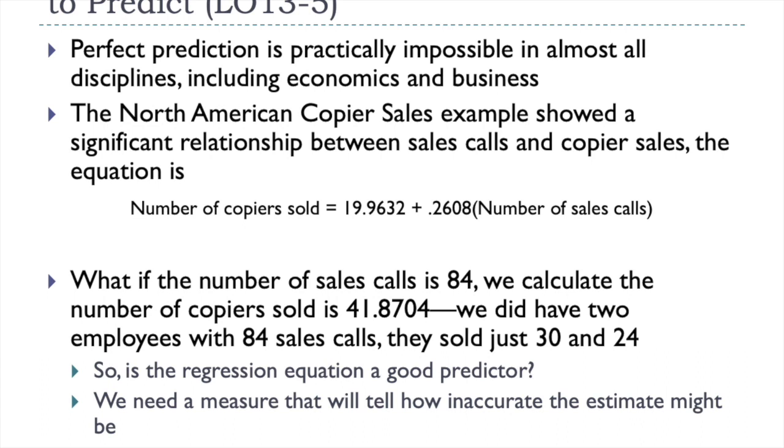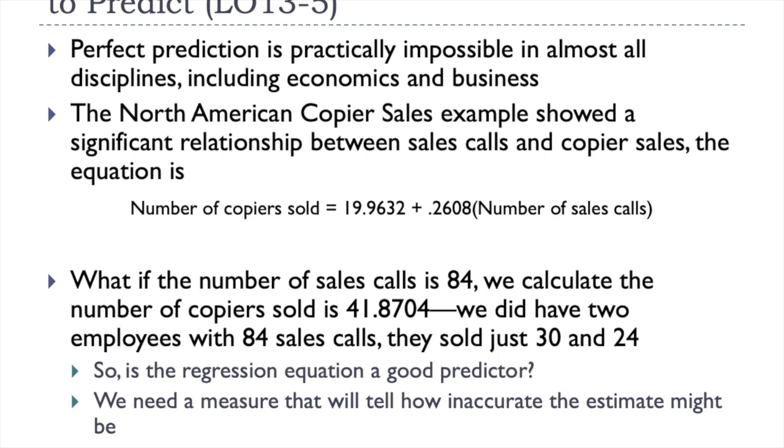All right, the next part of this chapter looks at evaluating how well this regression equation actually is predicting. In reality, perfect prediction is basically impossible, and this is true for almost any discipline, including business, economics. So going back to our example here, this was our regression equation for the relationship between the sales calls and the number of copiers sold.